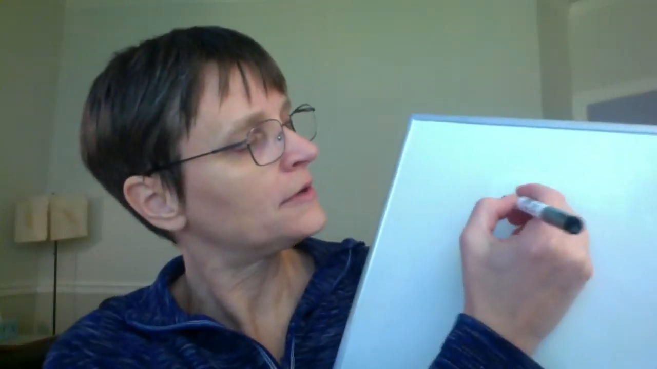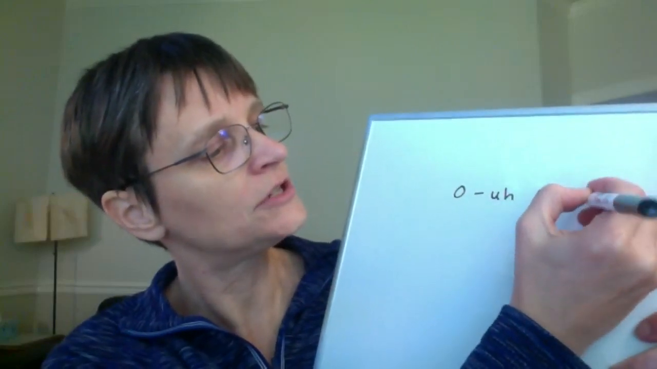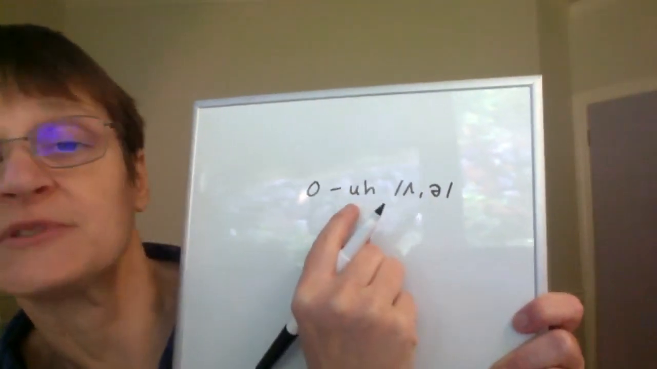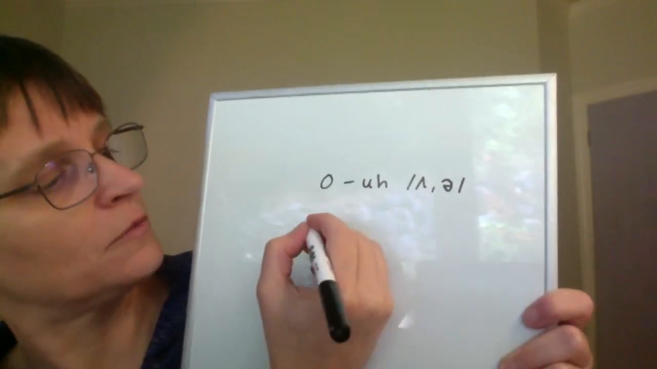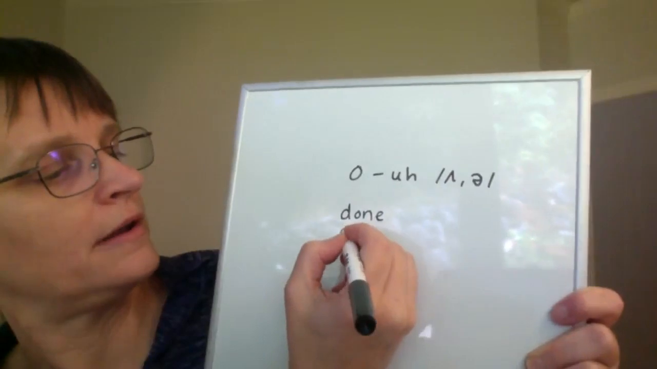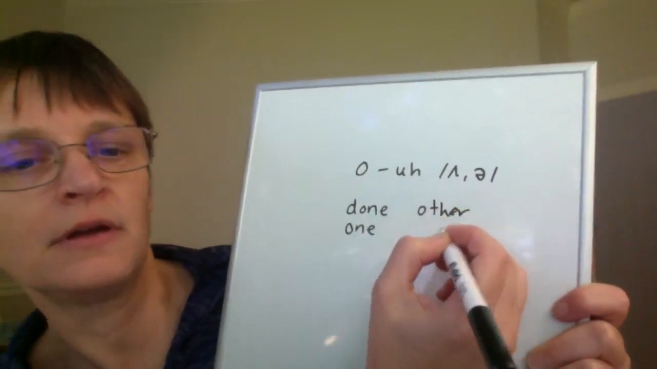In addition, letter O also can say vowel schwa. And so O says schwa, which is the vowel schwa, which looks either like this in a stressed word or like this in an unstressed word. Same sound. So the letter O says vowel schwa in words like done, one, other, and some.